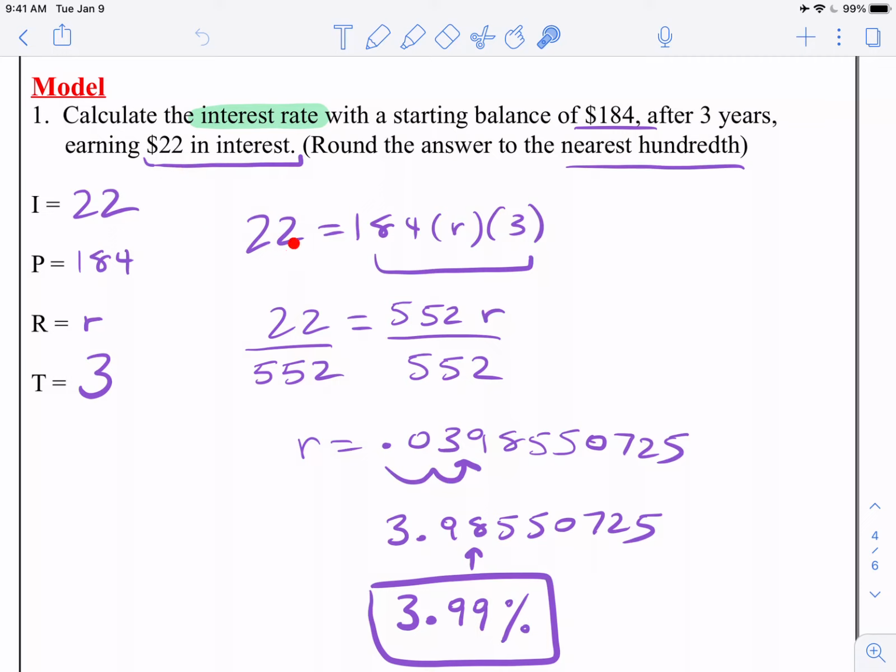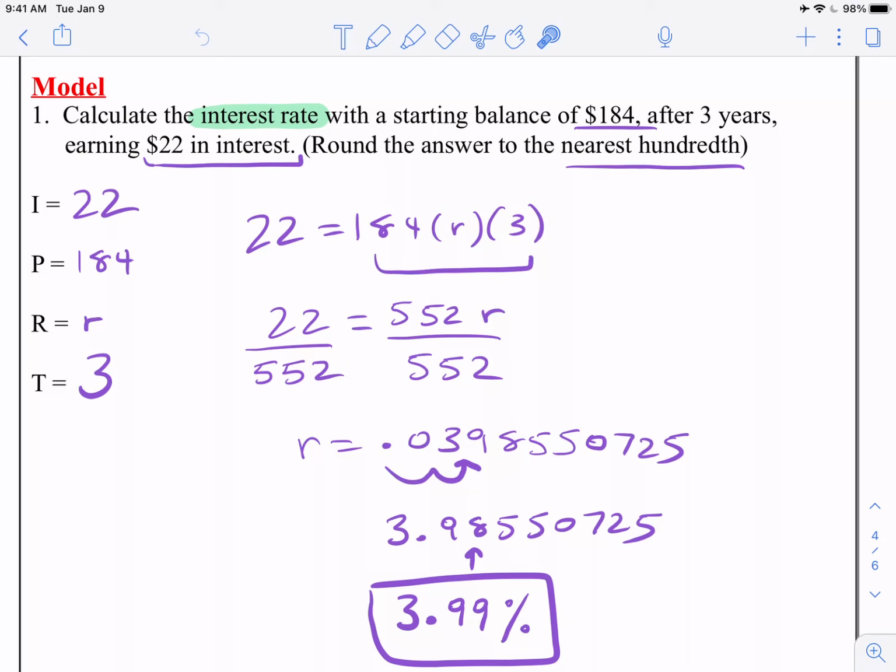I plug in everything in the right spot in my formula. It doesn't matter that these are separated. Multiplication is commutative, so you can switch the order around so they are next to each other if you'd rather do that. But 184 times 3 is 552. Now I get rid of 552 by dividing both sides by 552. This is going to be a little bit of an ugly decimal. We're going to make it into a percent by moving it twice to the right. We usually move it twice to the left to make it a decimal. Now we're doing the reverse. We're making it a percent by moving it 2 times to the right. And now at the very last stage is where I'm going to round. And I end up getting 3.99%.